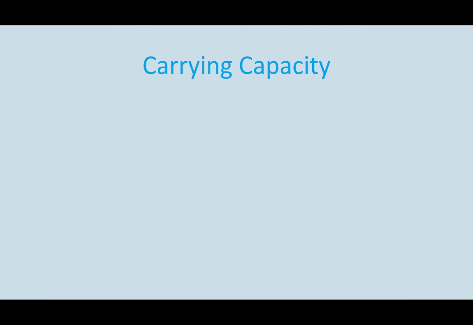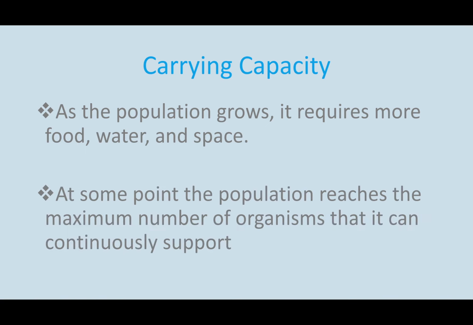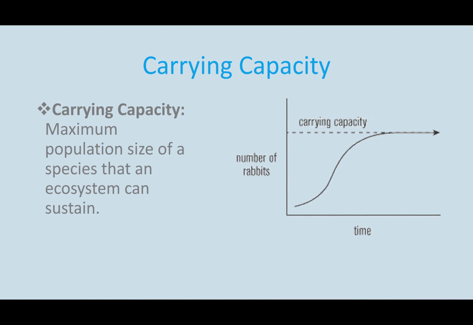So we're going to look at carrying capacity now, and this still ties in with everything that we've looked at. As the population grows, it requires more food, water, and space. At some point, the population reaches the maximum number of organisms that it can continuously support. So basically, it's going to reach a number where it can continuously thrive based on how much food, water, and space is available. So the carrying capacity is basically that maximum population size of a species that an ecosystem can sustain. We can see an example here of our number of rabbits.